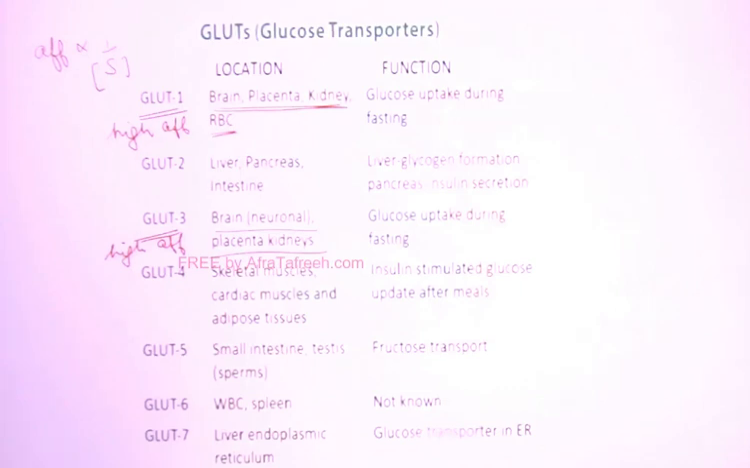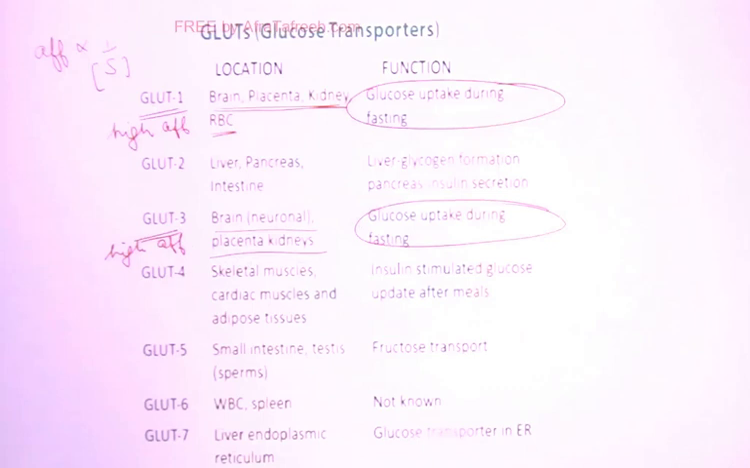So brain, placenta, kidney is the same for both. But you have to learn that in RBC, we only have GLUT1 and not GLUT3, right? And see the function. Function is the same for both GLUT1 and 3. That is glucose uptake during fasting, right? So we're done with this much. Now let's come to GLUT2.